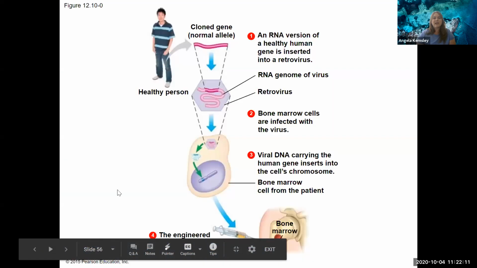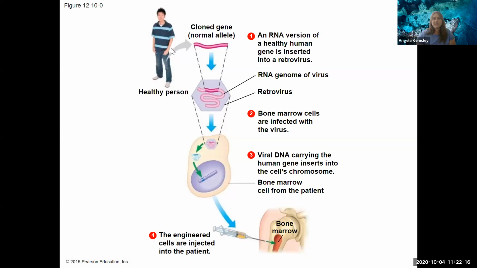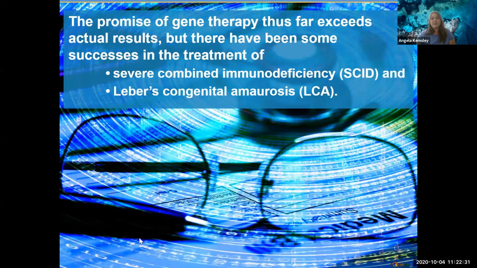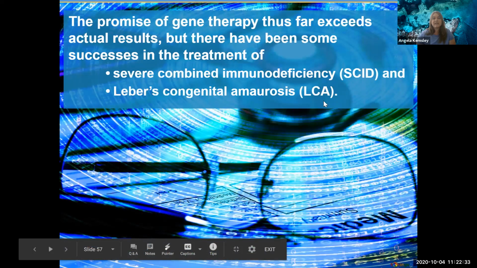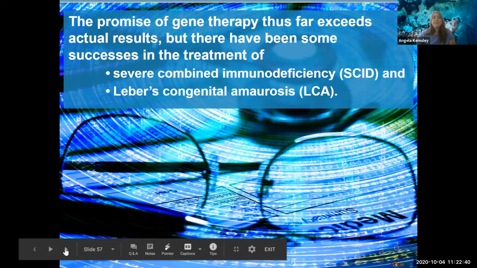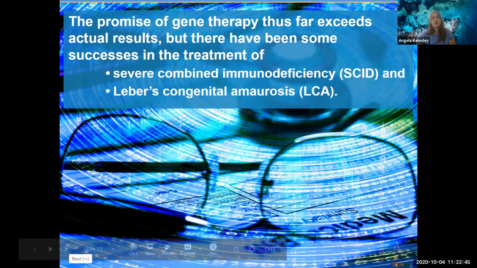So, just remember that the idea here is that we're taking a gene from a healthy person, we're turning it into the RNA version, we're using bone marrow and a virus to try to insert that healthy gene into a patient who has the diseased gene. But this is really complicated. We've had a little bit of success with SCID and LCA, but for the most part, this is something that we are still really working on because it's really complicated to do. But if we can figure it out, it has so much potential to help people. So it's something that there are a lot of people working on.